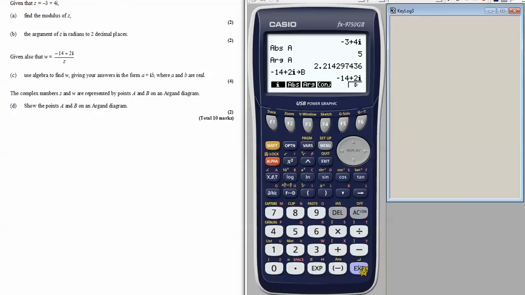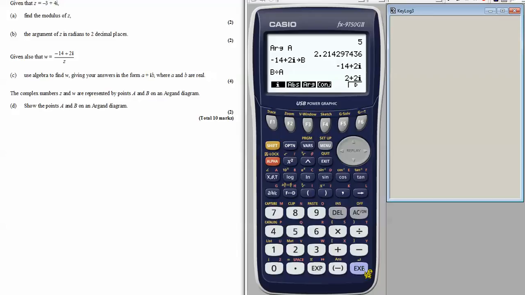So if I now do B divided by A, let me try that again. So if I do B divided by A, it will do it and it will simplify it. So that is our full answer to part C.